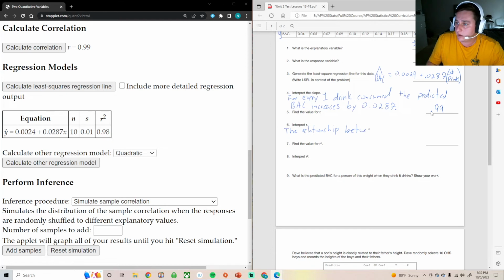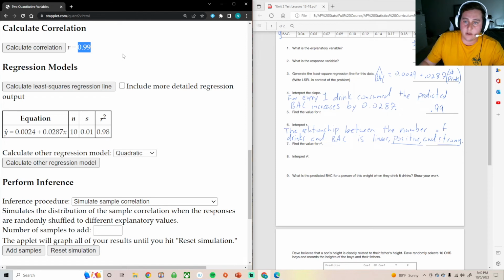between, sorry, I'm kind of looking at my cheat sheet on the side. Relationship between the number of drinks and blood alcohol concentration is linear, positive, and strong. So I'm hitting the main points. They want to know whether or not it's positive and strong. I kind of threw in the word linear, even though you don't really need to, because again, R value has to be linear. Okay, find the value for R squared, which is simple.